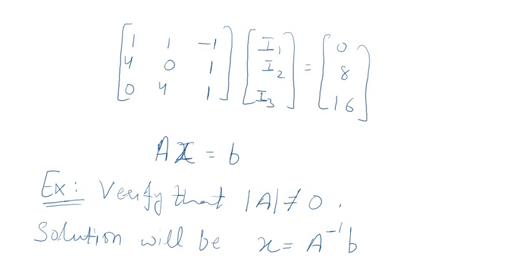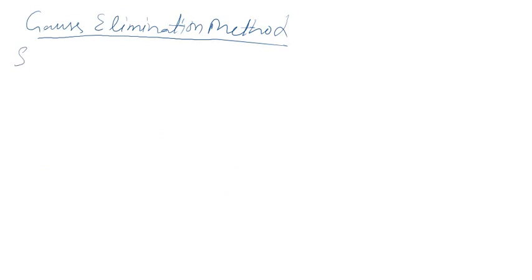Okay, you can find its inverse, and you can directly find out the solution as well. So here I wish to make all the entries below this leading one zero. The third row already has the leading entry zero, so you only need to work with the second row. So step one: R2 is changed into R2 minus 4 times R1.